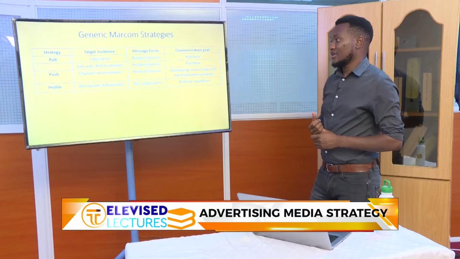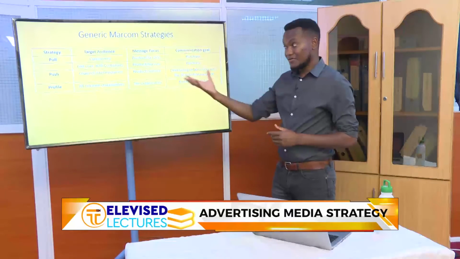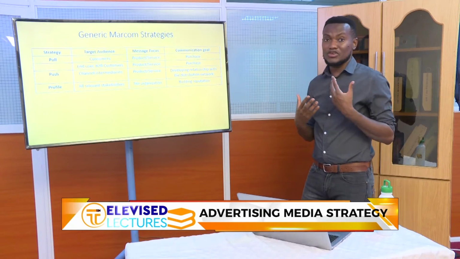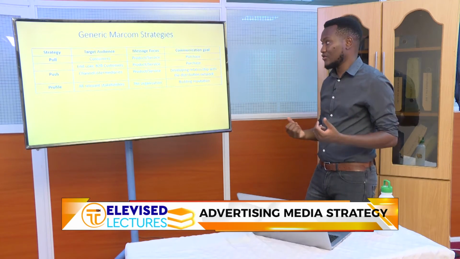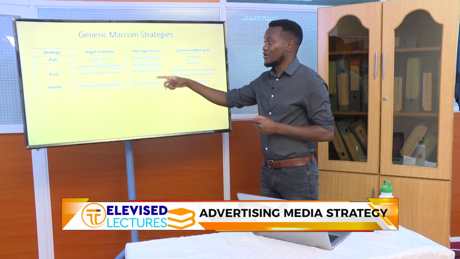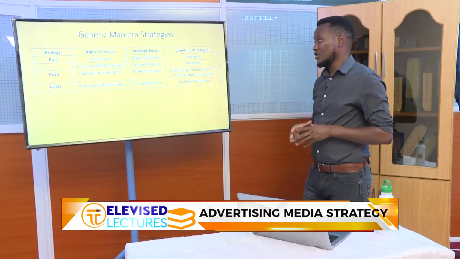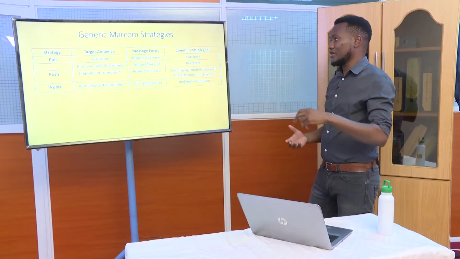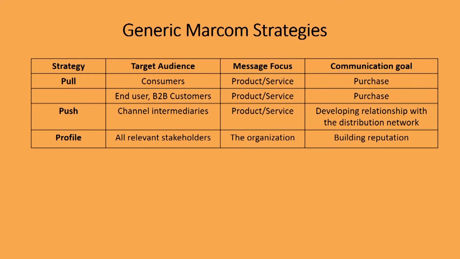Then there is the profile strategies, and like I've already explained, these deal with different stakeholders. I've already said we have shareholders, directors, and so on and so forth. And the message is not on the product or the service, so the focus becomes on the organization. BMW, Mercedes-Benz, Audi, and so on and so forth. So you're not focusing on the particular models that the company is looking at, but rather on the organization or the enterprise. And at this level, you're trying to build reputation.